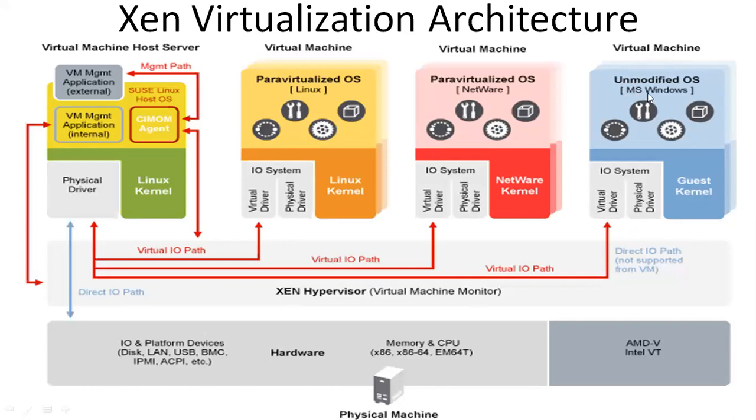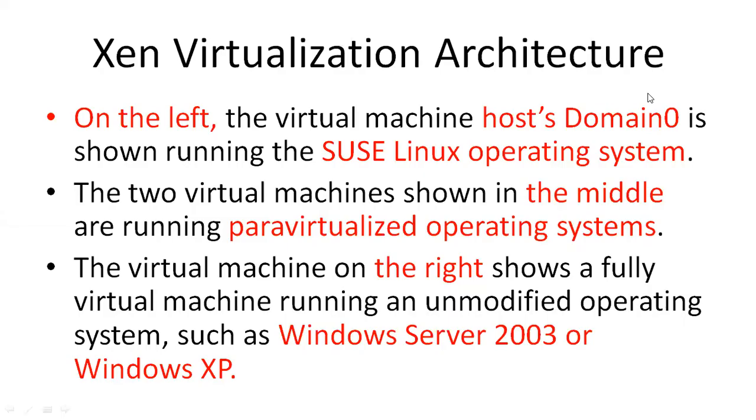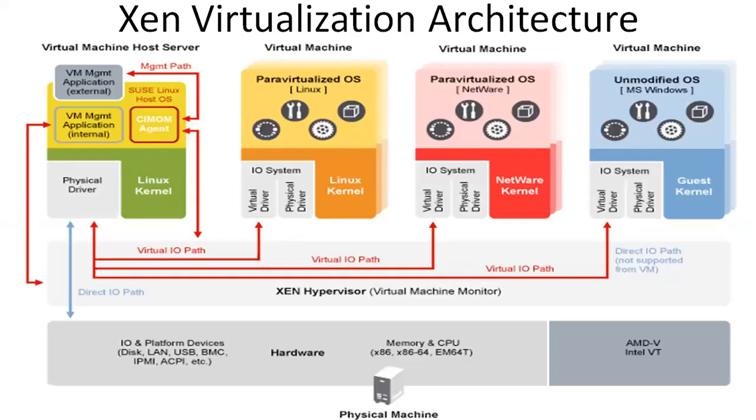MS Windows. The right hand side shows a fully virtual machine running an unmodified operating system such as Windows Server 2003, Windows XP. In this diagram, these are all called guest operating systems. The middle two operating systems as well as the right operating system we call guest operating systems.